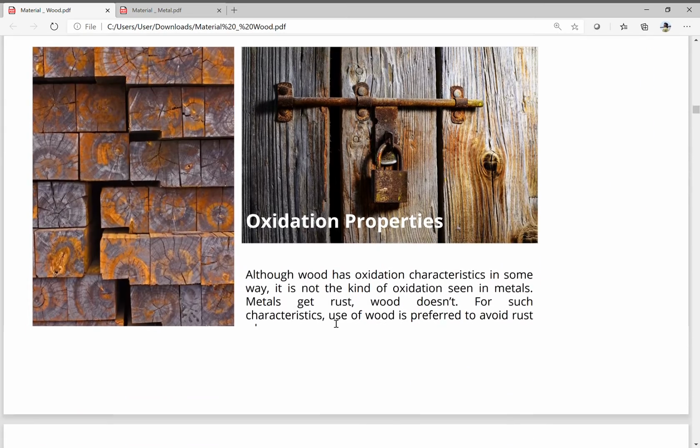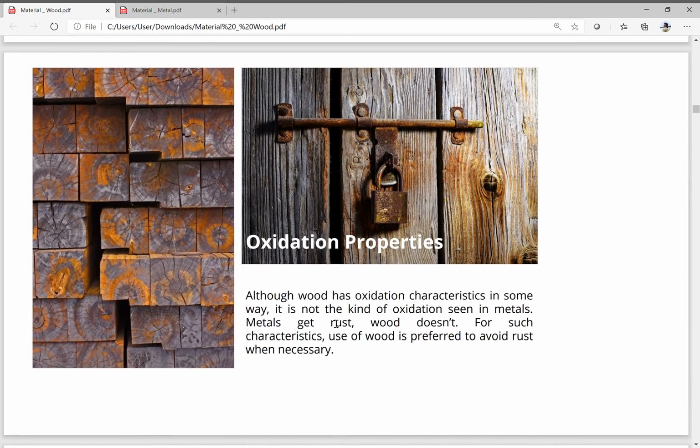Okay, so wood also has oxidation properties. Metals get rust, wood doesn't. So for such a characteristic, the use of wood is to avoid rust when necessary.